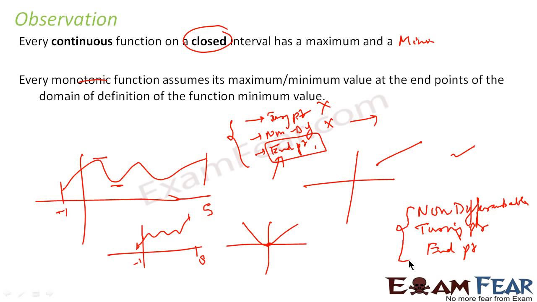At these points you can have maxima and minima, and these points are called critical points, because the points where we can have maxima and minima are called critical points. So if it is clear that the critical points are one of these: non-differentiable points, turning points and end points, let's now understand the concept of local maxima and absolute maxima and minima in a little more detail.